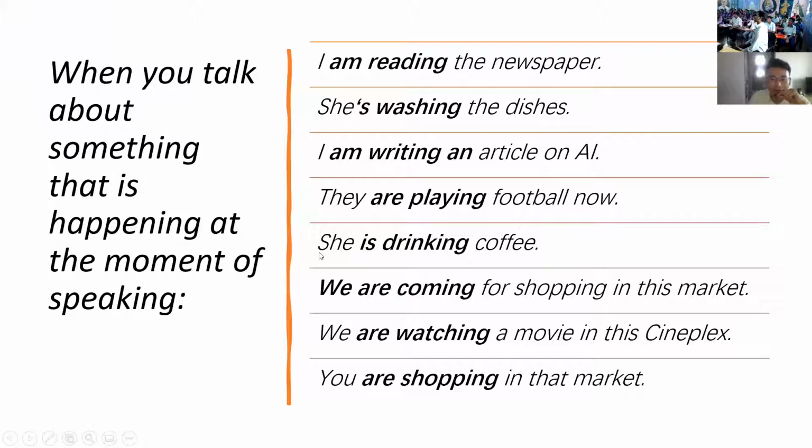For the present continuous tense, we are usually talking about something that's happening at the moment of speaking, right? For example, I am reading the newspaper. She's washing dishes. I'm writing an article on AI. That means the action I'm doing right now, currently. And they are playing football now. She's drinking coffee.